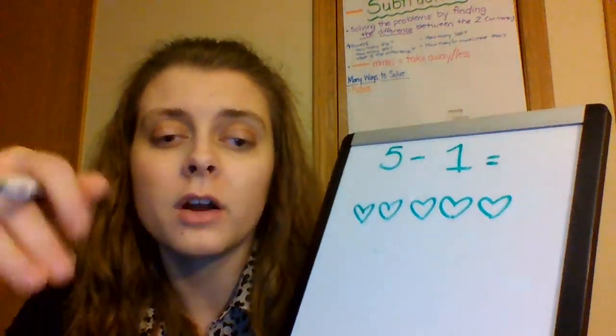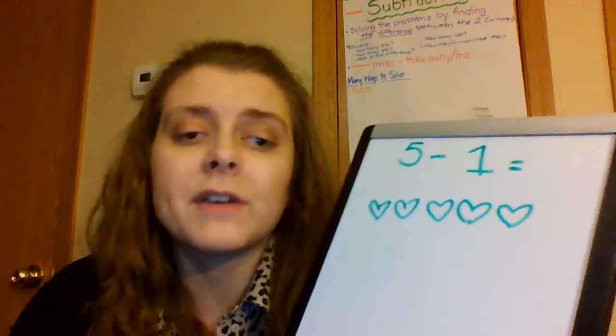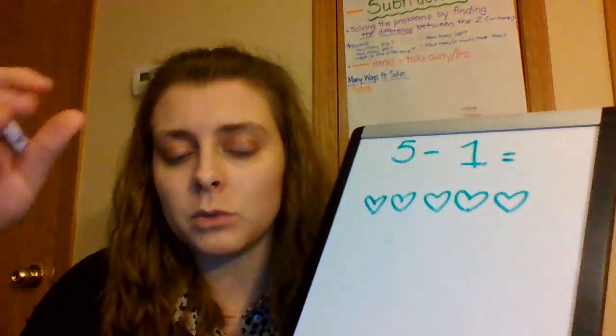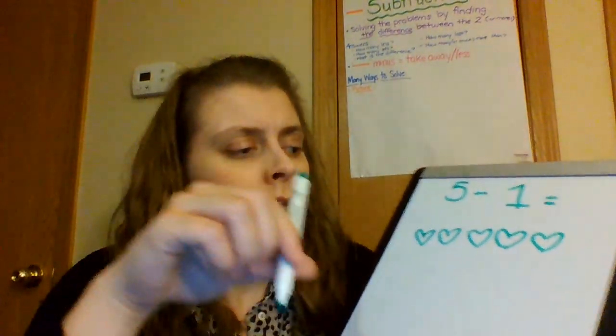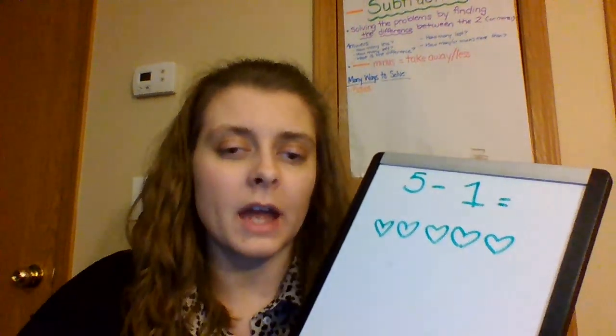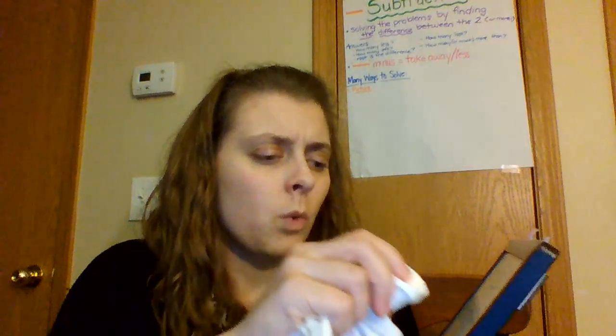So if you can't draw a heart, you can do a smiley face. You can do a smiley face every time. You can do a dot. You can do a check mark, an X if you want. It can be anything. So we have 5 to start, and we're going to get rid of 1. I'm going to erase. You check off or cross off, and we'll count it down together. 1.